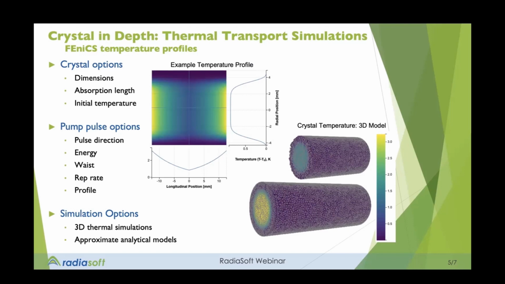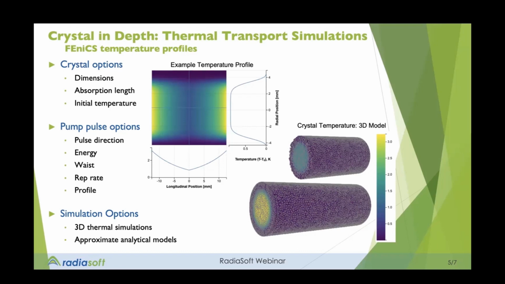The figure on the left is showing a temperature profile of a crystal, and you can see it was pumped on both sides with the higher temperatures there and a drop off towards the middle, as well as very low temperatures outside of the waist of the pump pulse. We also allow you to look at those 3D models of the crystal and move within the crystal and see how those temperatures are varying against the initial.